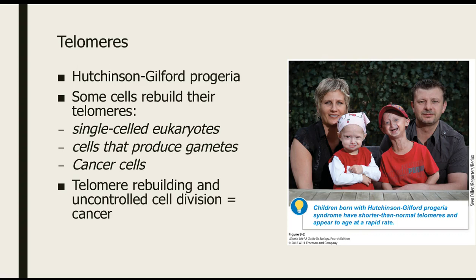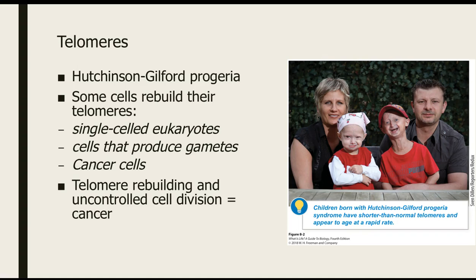So there are some cells that can rebuild their telomeres, including single-celled eukaryotic organisms. The reason I'm focusing just on eukaryotes is because, remember, prokaryotes have circular chromosomes, so they don't have telomeres. Only eukaryotes have telomeres. Some single-celled eukaryotes rebuild their telomeres every single time they divide. This makes sense because if you think about a paramecium, when it divides, if its telomeres get shorter, then eventually there'd be no more paramecium. So they rebuild their telomeres.